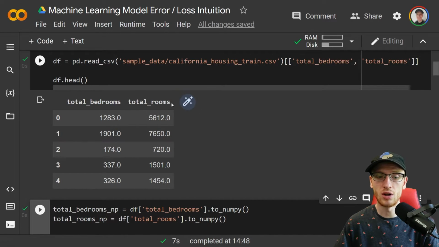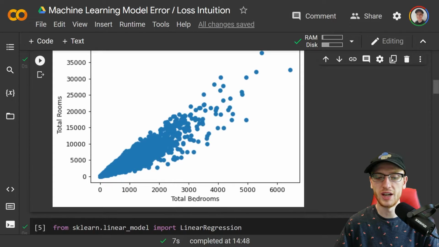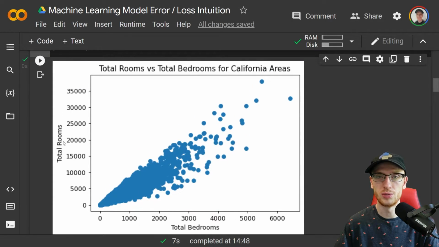We can plot all different areas on a scatter plot as follows. If we put total bedrooms on the x-axis and total rooms on the y-axis, we can plot each individual point given their total bedrooms and total rooms number. So this point here is an area in California with a total bedrooms value equal to 5,000 and a total rooms value equal to roughly 17,000.